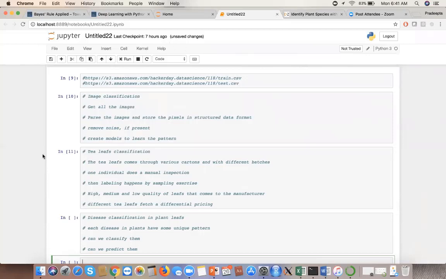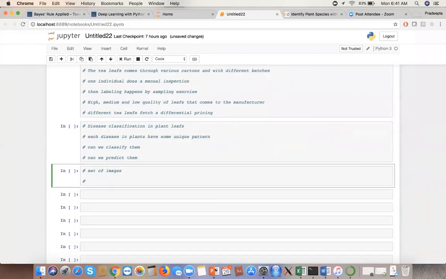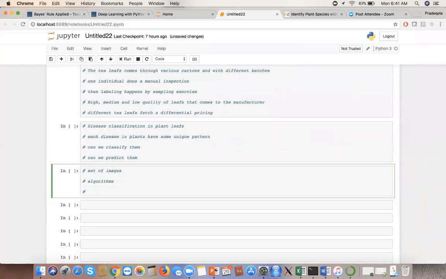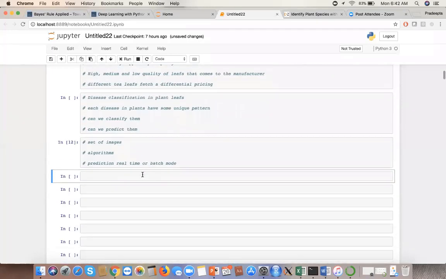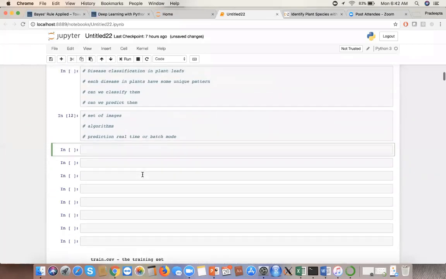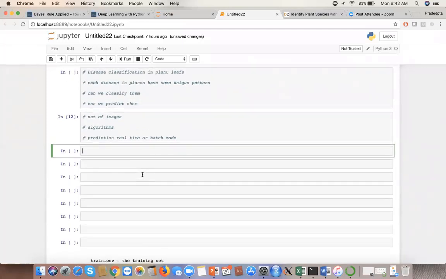It requires three things. First, a set of images, and second, algorithms that need to be processed. And third, whether you want to generate prediction real time or batch mode. There are three decisions that need to be taken. However, in various applications, the image recognition is already embedded, right? So how do we parse it?